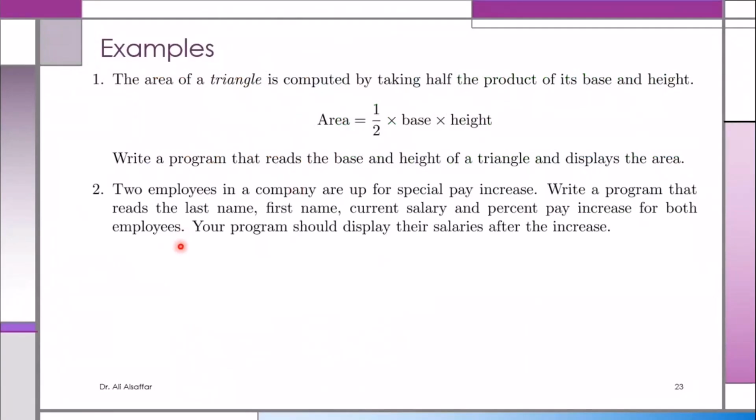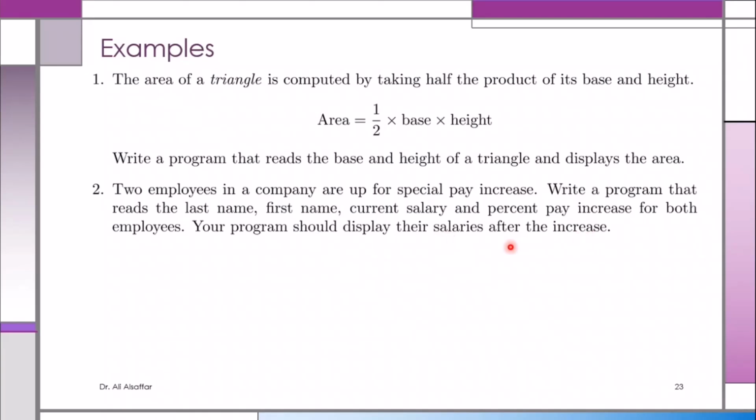Problem. This problem is not difficult to solve. Two employees in a company are up for a special pay increase. Write a program that reads the last name, first name, current salary, and percent pay increase. So four inputs: last name, first name, salary, and percentage increase for both employees. So we have two employees, so we need eight variables, four for each employee. Your program should display their salaries after the increase.